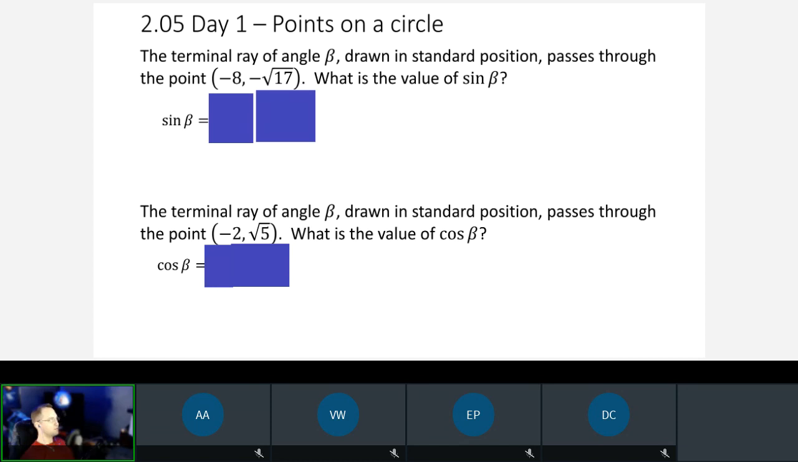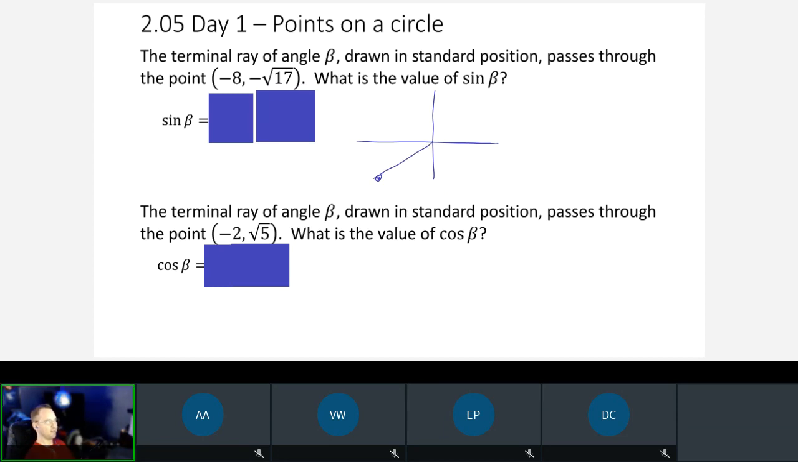All right. The terminal ray of angle beta drawn in standard position passes through the point (-8, -√17). What is the value of sine beta? All right. So drawing a picture is good. So this is in quadrant 2. So if I draw this here, -8, so over 8 and then up, or sorry, down. I'm sorry, it's quadrant 3. Sorry, not quadrant 2. So it's going to look something like this, right?